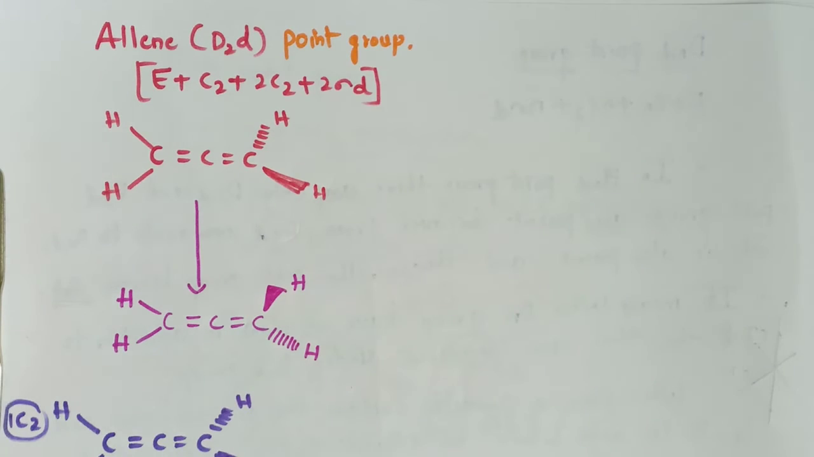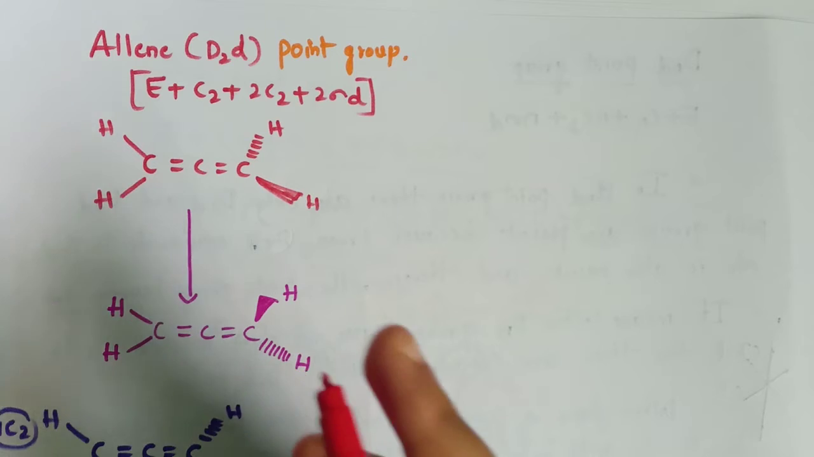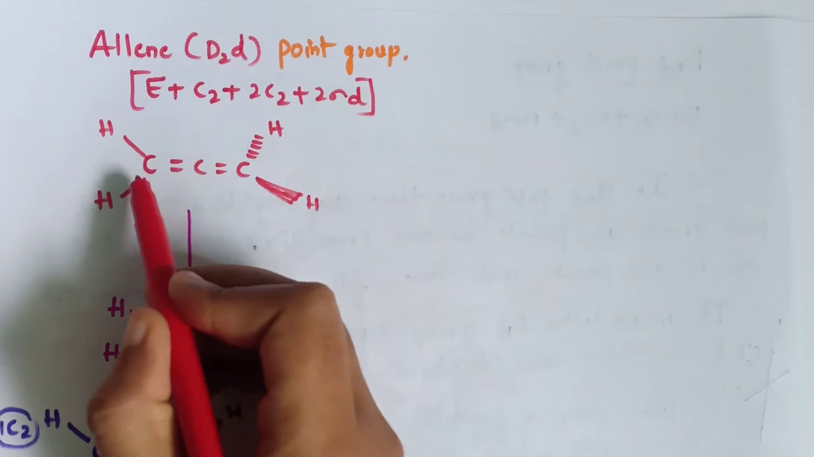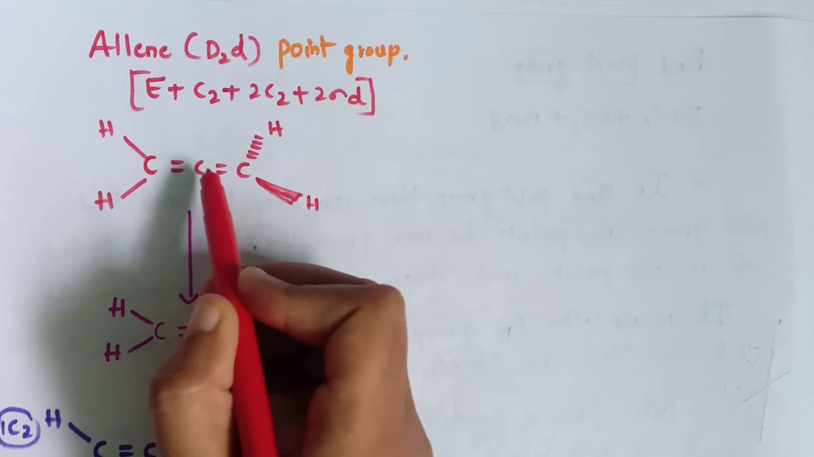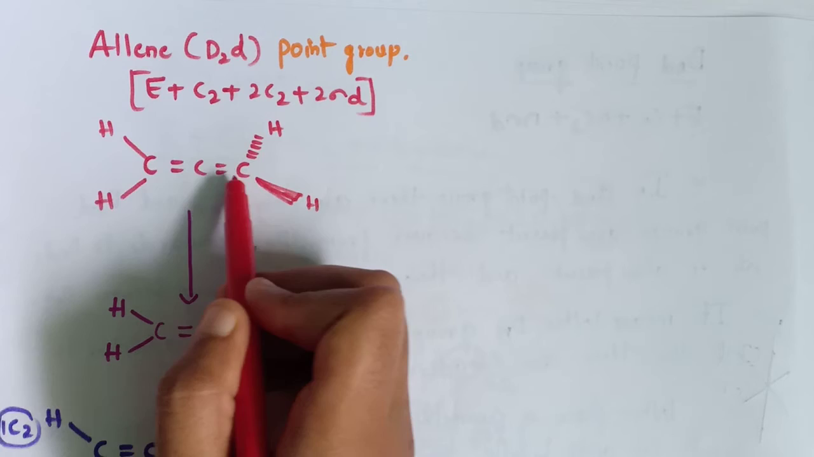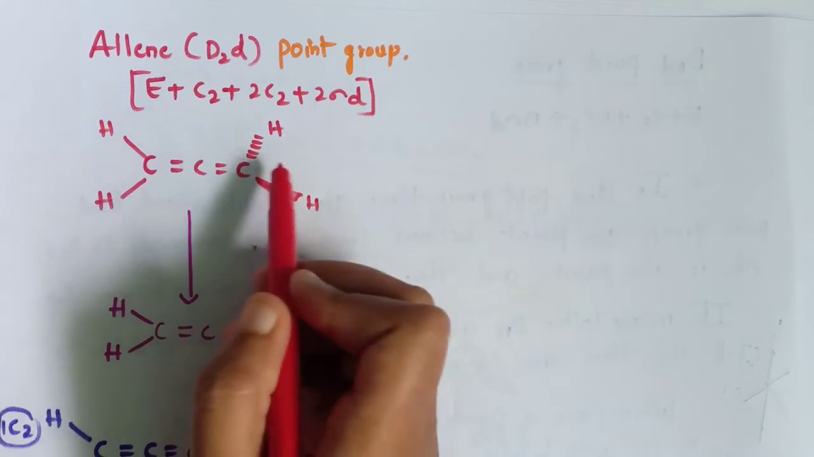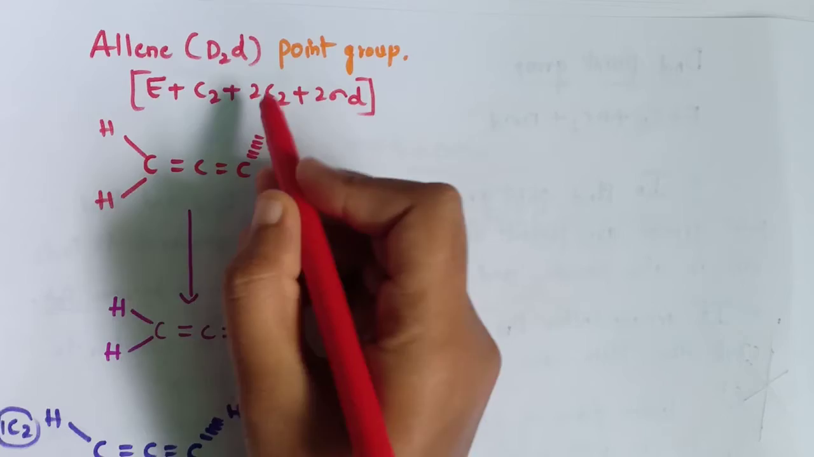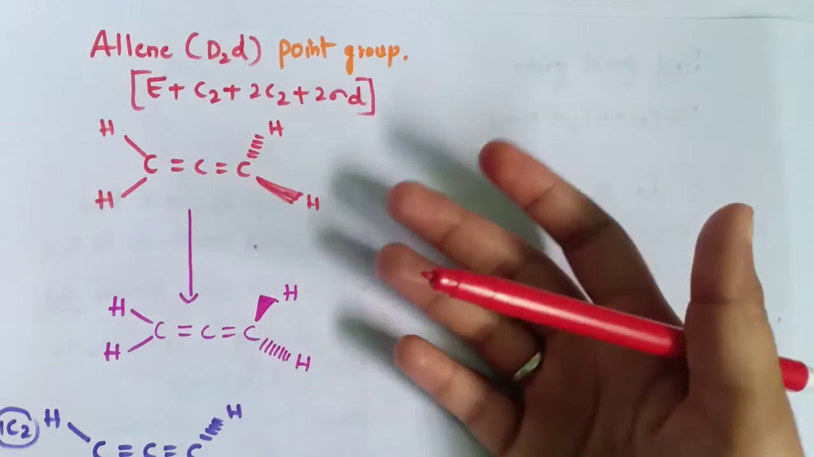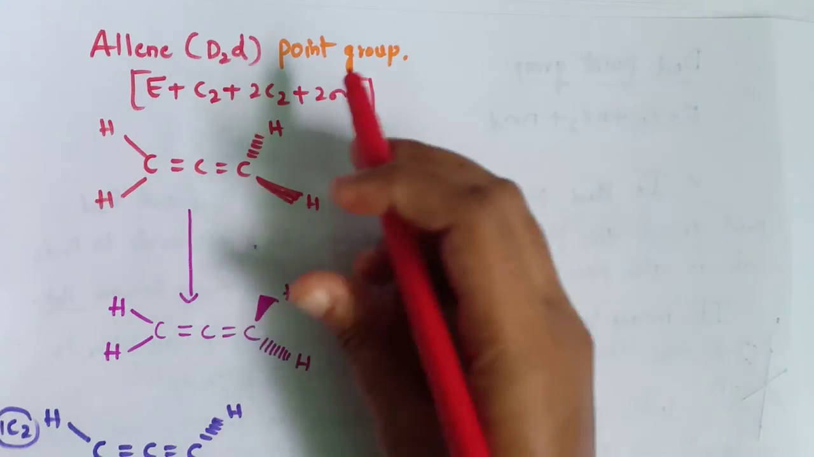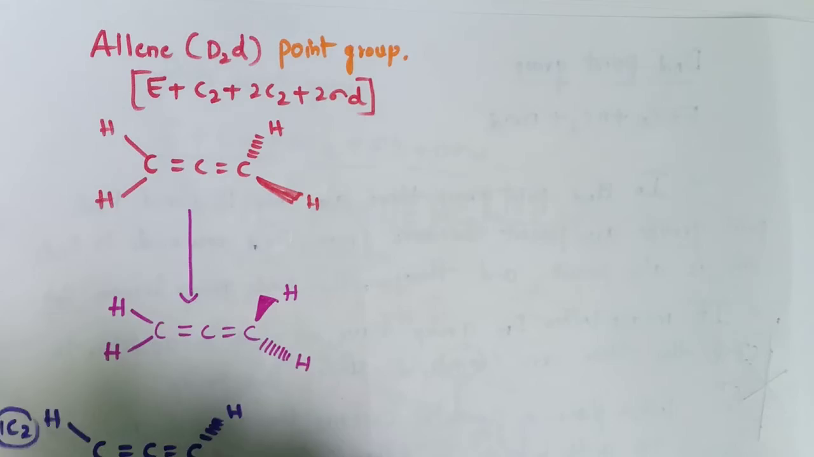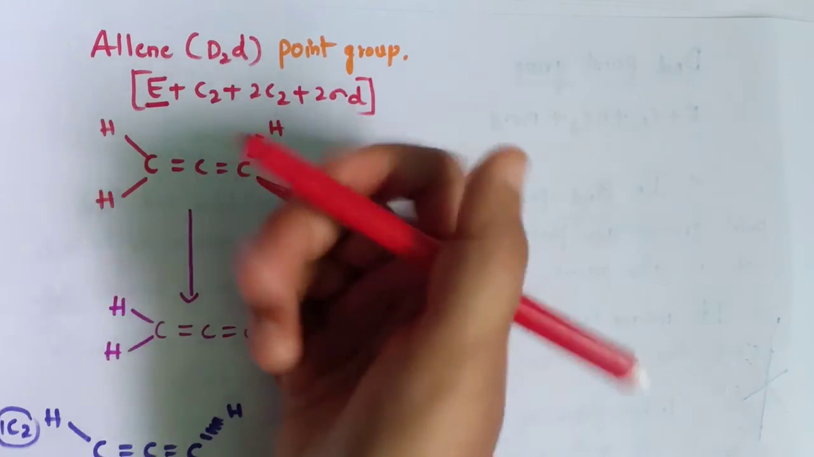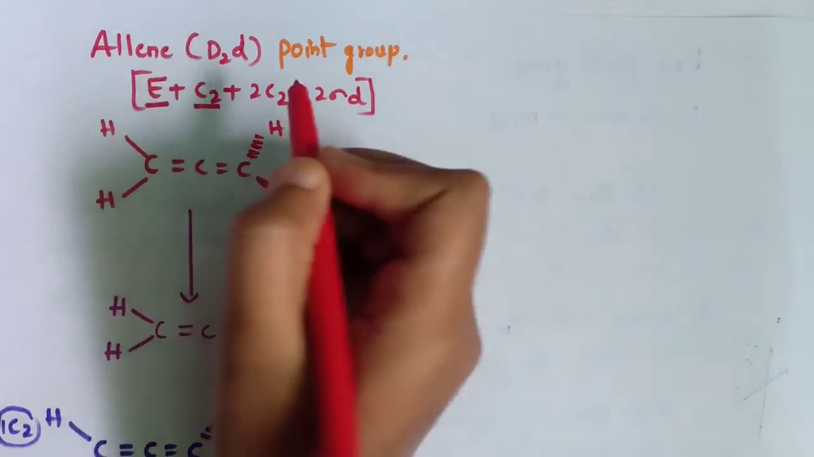See here, let's take the example of this D2d point group, that is allene. It is carbon doubly bonded to carbon, and that is further doubly bonded to carbon. And here are the two planar hydrogens, and this hydrogen is away from the observer and this hydrogen is towards the observer. See here, the C2 axis of symmetry is present. Identity is present in every molecule. We already know that C2 should be seen here.